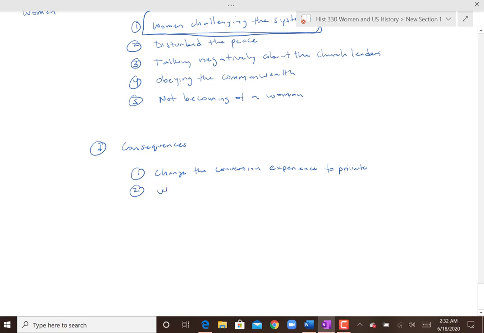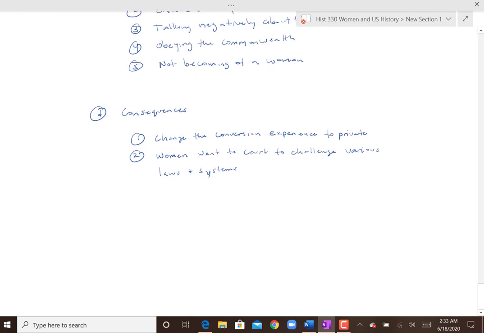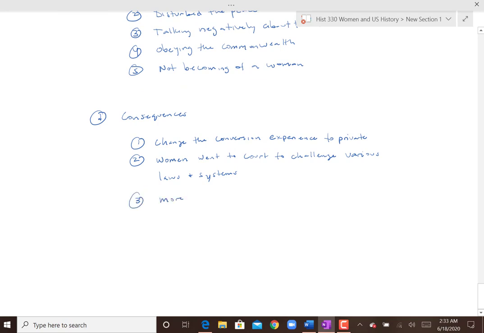The other change we see, at least within court documents, is that after Anne Hutchinson's court, a very public court case and exile, women went to court to challenge various laws and systems more than they ever did before. So we see an increase in court cases, and we also see more women charged with disorderly behavior than before. So the question is, right, did this happen as a direct result of Anne Hutchinson? Was this just because they were more aware of it, and so they were coming down on it?